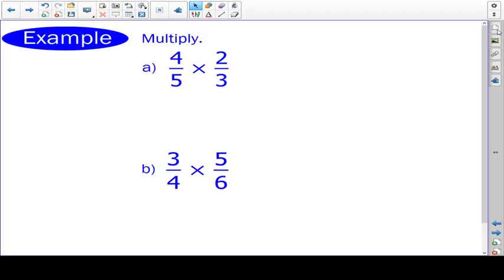4/5 times 2/3. Very straightforward. Top times top, bottom times bottom. So 4 times 2 on top is 8. On bottom, 5 times 3 is 15. Ask ourselves, hey, look, is there a number that goes into 8 and 15? Nope. So 8 over 15 it is. That's all there is to it. All done. That's nice and easy.